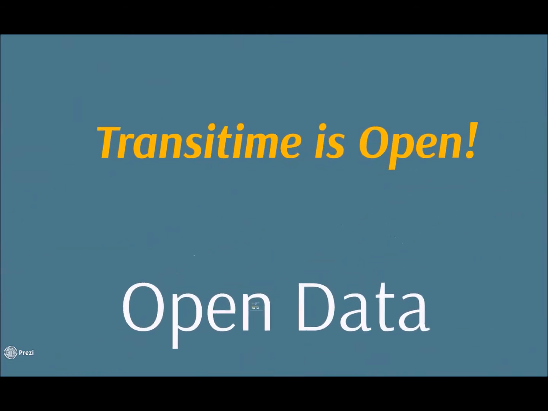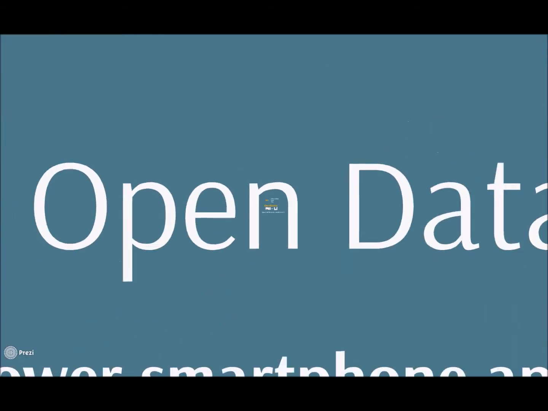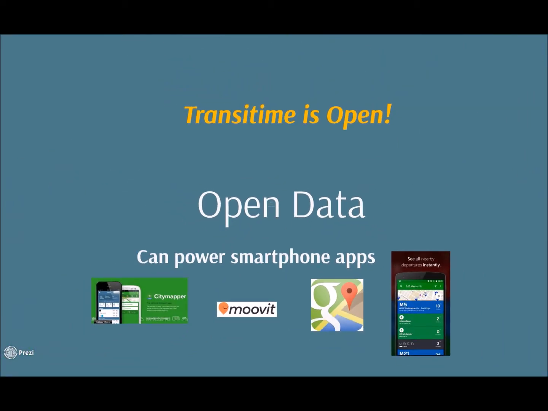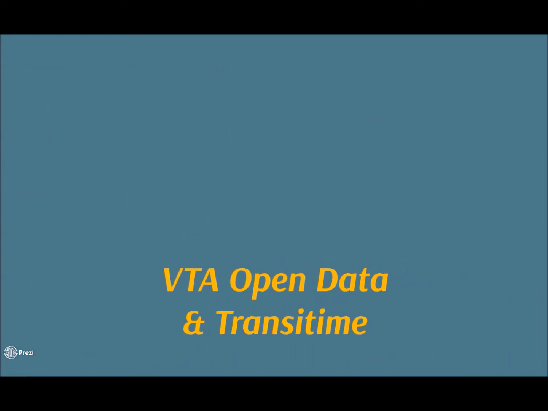It's also open data. This means that there's an API in GTFS real-time, JSON and XML. And the database is open, which means that the agency, not the vendor, controls the data. It can power smartphone apps through the API, and can power management tools because it generates schedule adherence, travel times, and historic AVL data.